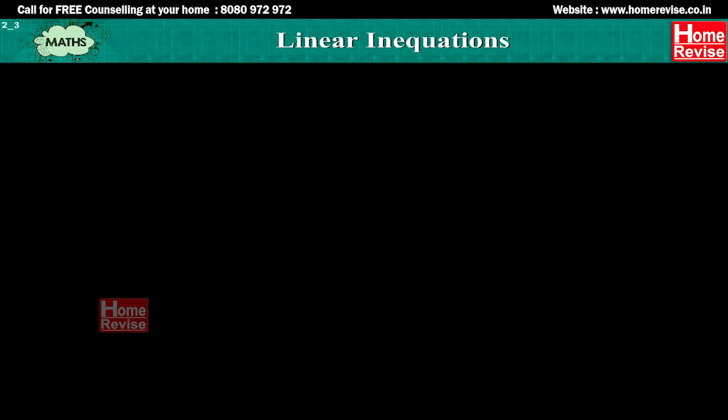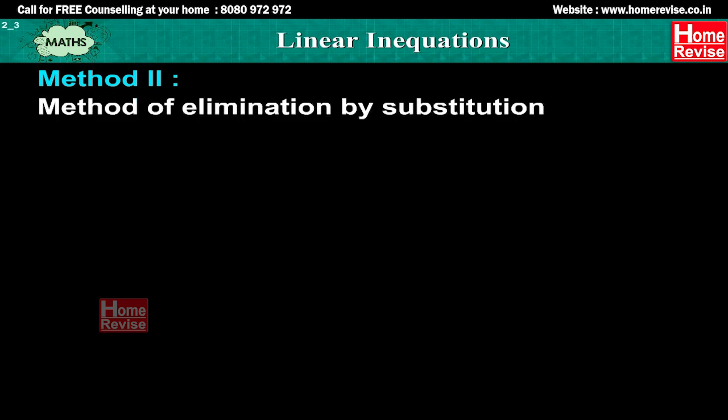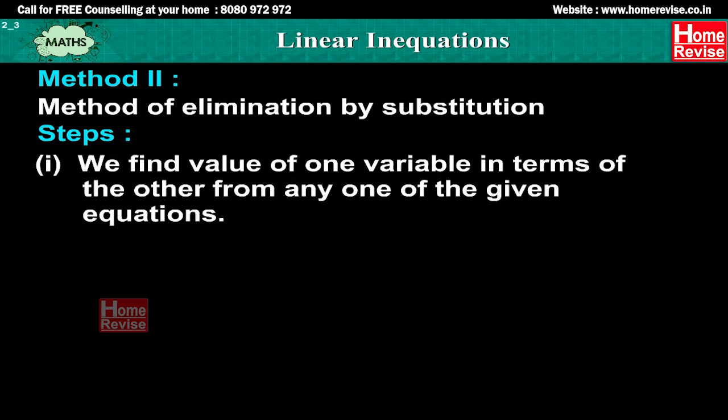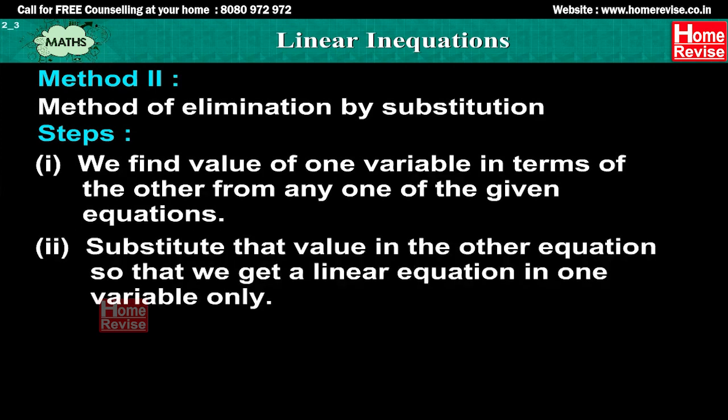Students, just now we have learned the solution of linear equations with two variables by method 1. Now let us learn about method 2, that is, the method of elimination by substitution. The following steps we are supposed to follow. First, we find the value of one variable in terms of the other from any one of the given equations. Second step, substitute that value in the other equation so that we get a linear equation in one variable only.